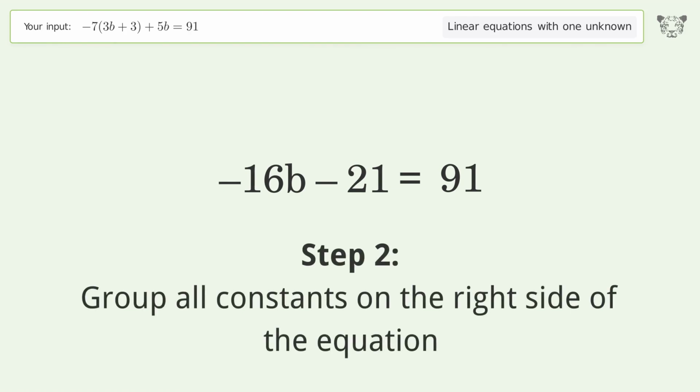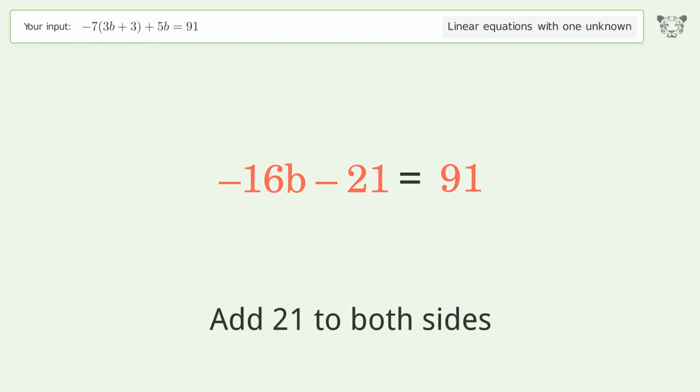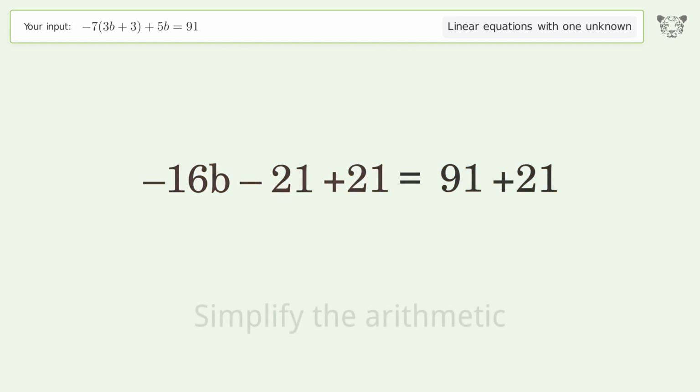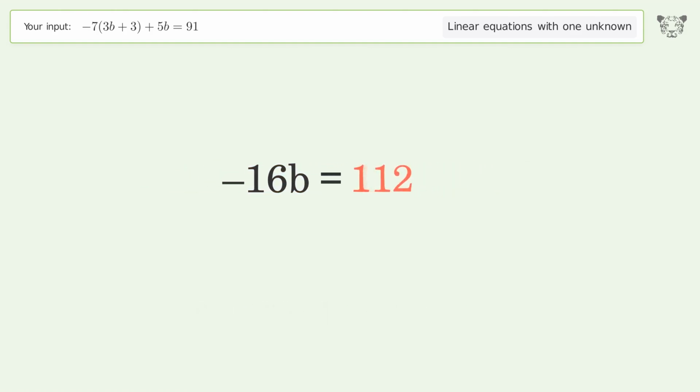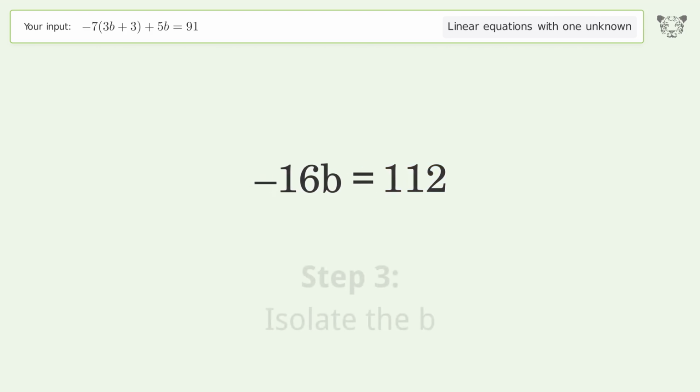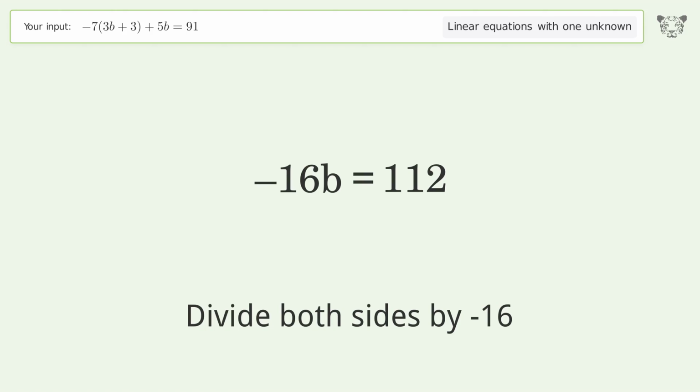Group all constants on the right side of the equation. Add 21 to both sides. Simplify the arithmetic. Isolate the b. Divide both sides by -16.